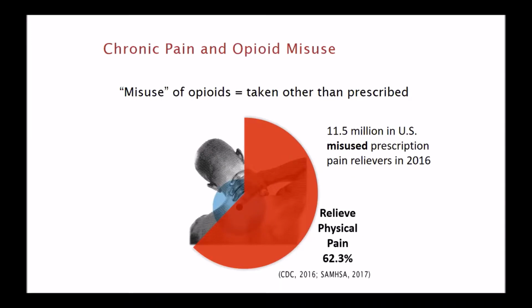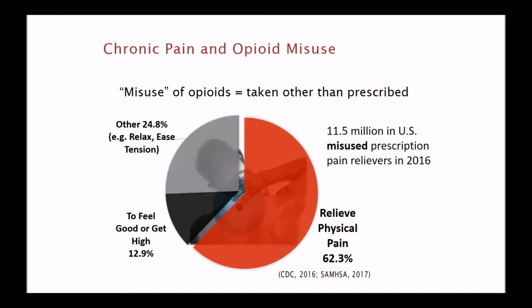And about 62% of those people will say the reason they're doing that is to relieve physical pain. Another smaller percent, about 12.9%, say that they're misusing them in order to feel good or to get high. And then another 24.8% say that they're using them in order to relax or ease tension. So there may be different reasons why people are admitting to taking their opioids other than prescribed.